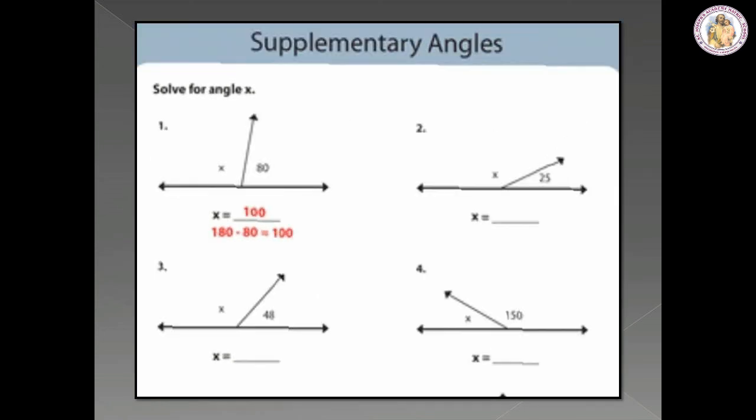The next activity is for supplementary angles. Supplementary angle means it's related to 180 degree. The first one has been done for you. 100 plus 80 equal to 180 degree. That means it's called supplementary angles. The other three, children, you have to do at home.